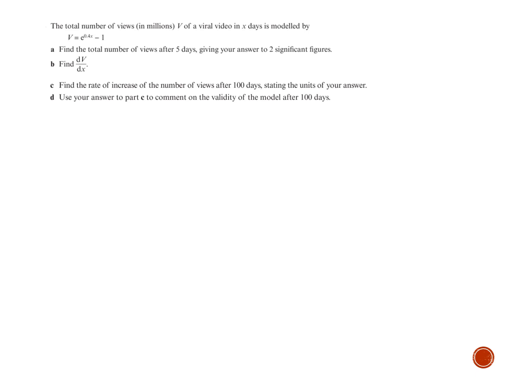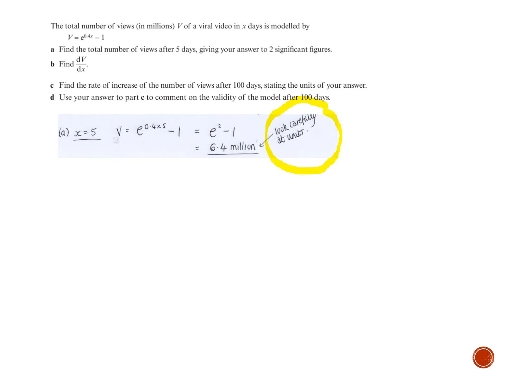Well, X is the value that represents the number of days. So what you're going to do is take your function there, your v equals e to the 0.4x minus 1. You're going to sub in x equals 5. You're going to show your working, pop it in your calculator, remember where the E button is, and then you're going to state your answer. I've put here, look carefully at the units because you must state 6.4 million views.